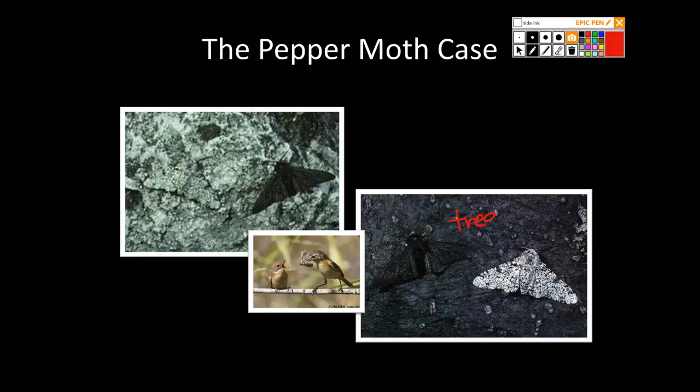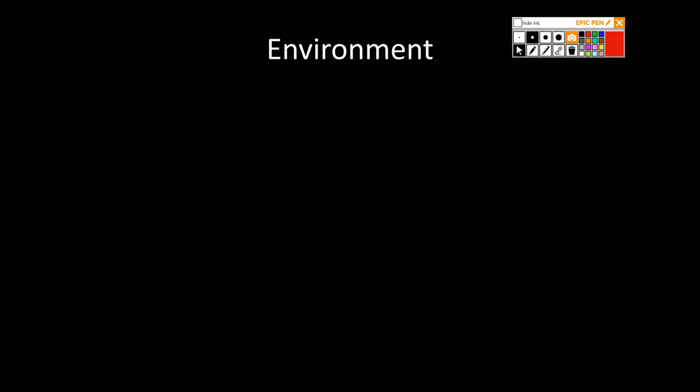However, in 1895, the Industrial Revolution changed the entire selection process for the pepper moth. The trees started turning darker as a result of pollution. The dark-colored moths are now not visible, and the light-colored are. What was once selected for is now selected against. We can see that the determining factor for natural selection is really dependent on the environment the population is in.